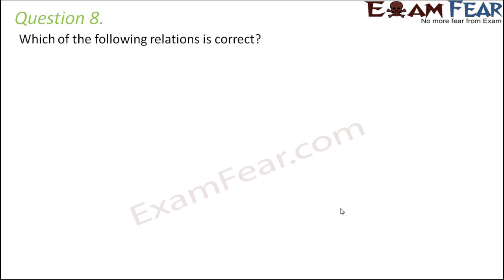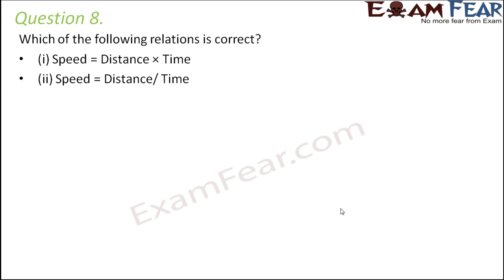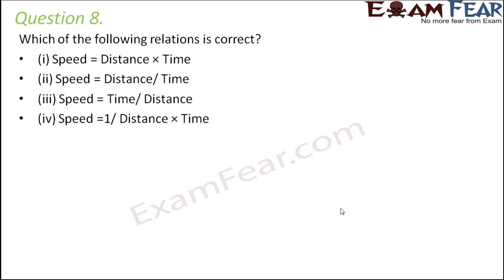Question number 8. Which of the following relations is correct? Speed is equal to distance into time. Speed is equal to distance by time. Speed is equal to time by distance. And speed is equal to 1 by distance into time. So speed is always distance per unit time. So the second one is the right option.